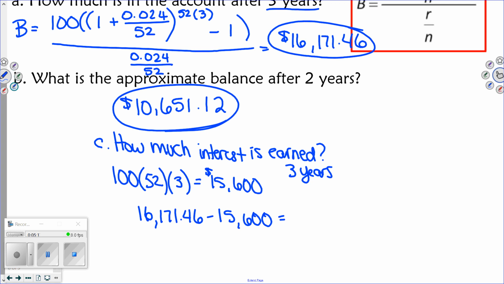I added on a part C. How much interest is earned in 3 years? I added that on just because I know it comes up a lot. I want to make sure we're used to seeing it. So he put in $100 for 52 weeks a year. He did that for 3 years. So that's how much he put in. That's how much we found out that he actually had in his account. So if we subtract his balance minus how much he put in, that will tell us how much interest he actually earned. So he earned $571.46 in interest. You know, that's not terrible though. It's 3 years.